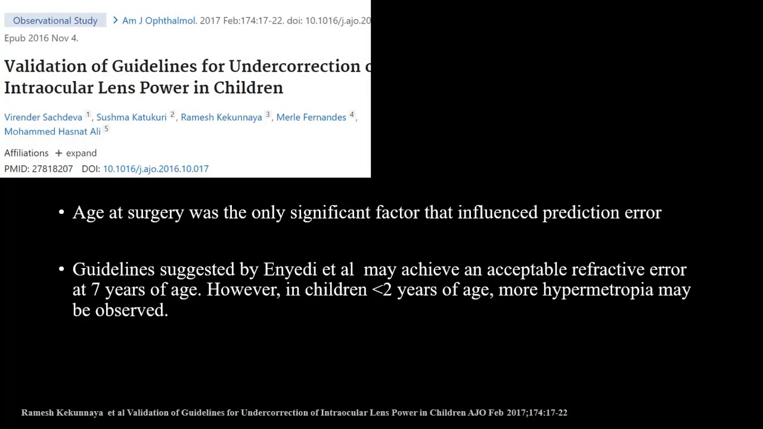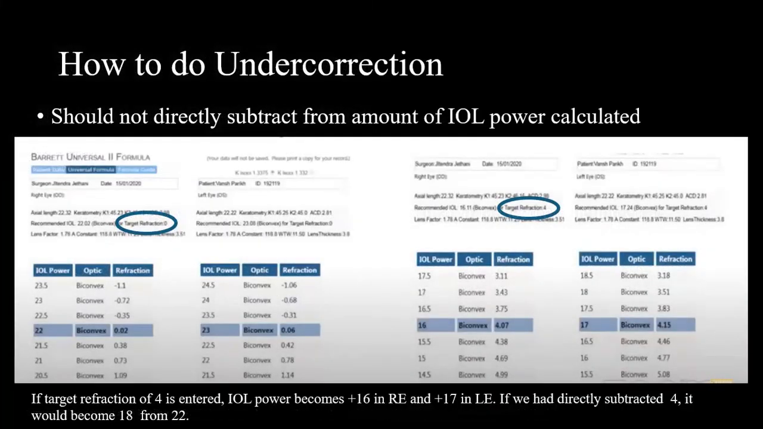So directly, we cannot subtract the target refraction from the IOL power. And various guidelines suggested by Nihalani et al. may achieve an acceptable refractive error at 7 years of age, but in children less than 2 years, more hypermetropia may be observed. So how to do this undercorrection based on the target refraction is, suppose when we are entering all the values of axial length, keratometry values, and the A constant of the IOL, and we enter the target refraction as 0, the IOL power is said to be 22.